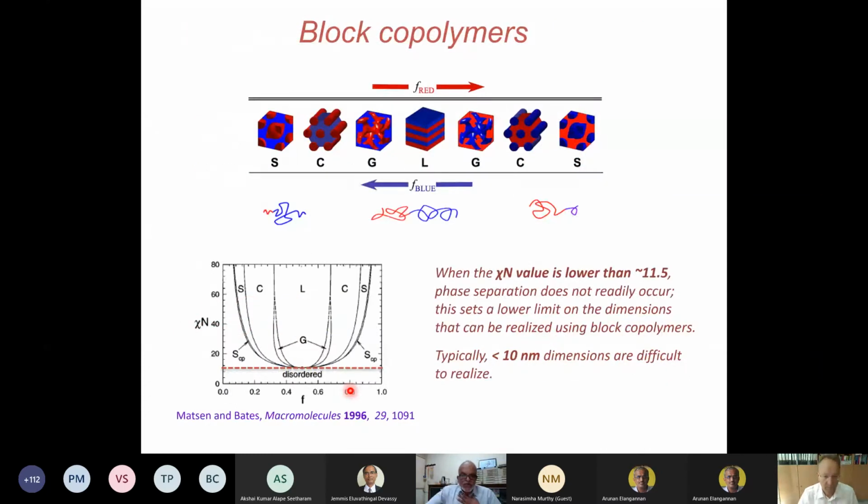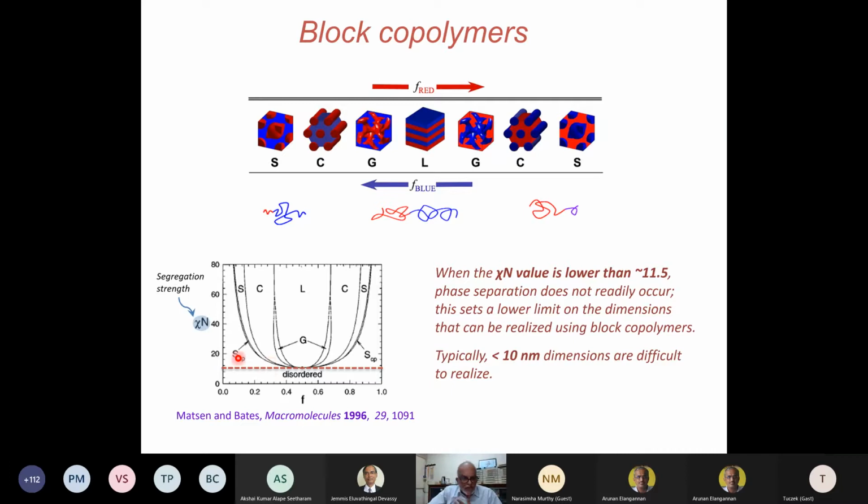Now, this has been well understood in block copolymers. If you change the relative size of the red and blue block, you can go from spheres all the way to cylinders, gyroid, bicontinuous structures. Finally, when they are equal volumes, you get lamellae, and of course the inverse structure. And this is the theoretical phase diagram that was published over 25 years ago, which tells you the various kinds of phases that are formed in a diblock copolymer.